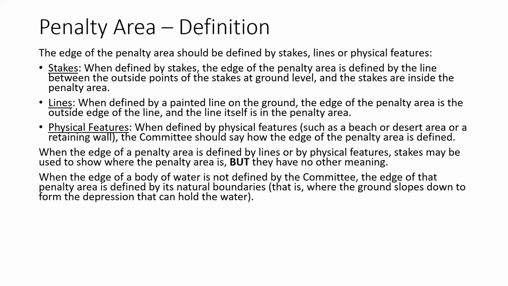All right. Now, if the committee doesn't define the body of water, so in this case, we're talking about a body of water, not necessarily a penalty area, the edge of that penalty area is defined by its natural boundaries. That is where the ground slopes down to form the depression that can hold water. So if someone's out playing and they're not sure if this part is in the hazard or not because it's not marked, there's no stakes, it's just where that natural depression or natural boundary is. But this is only for the bodies of water.